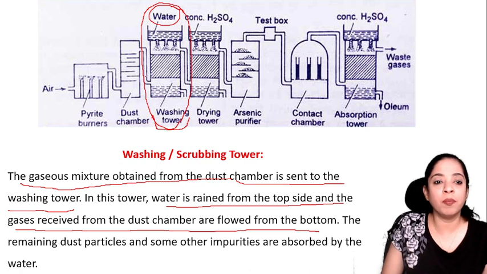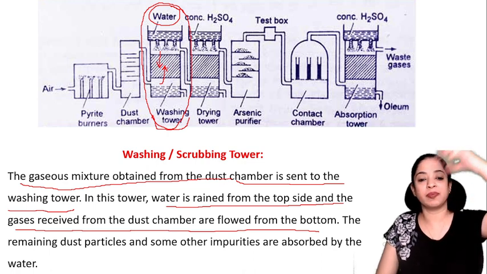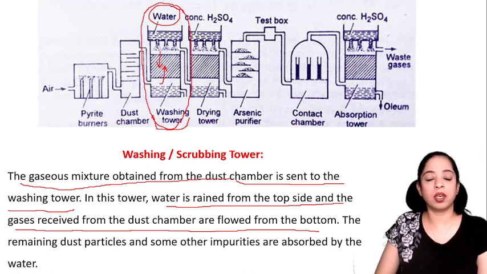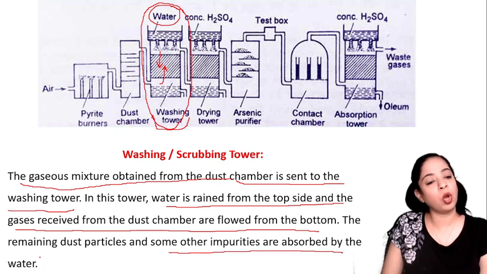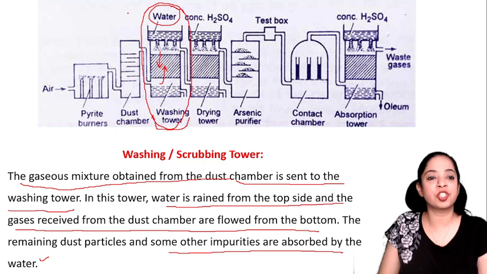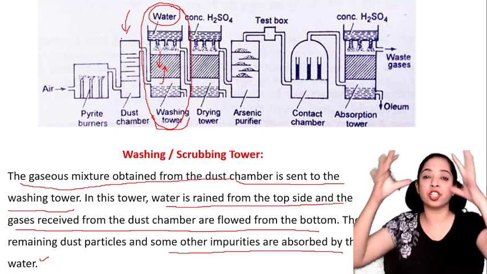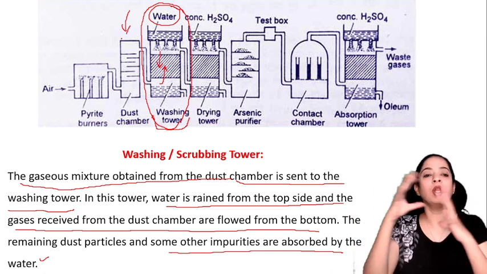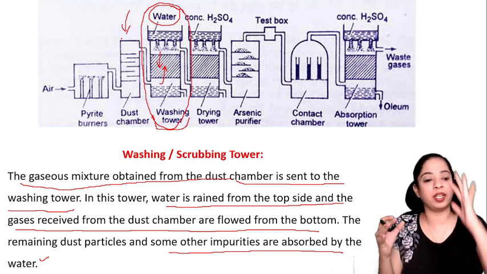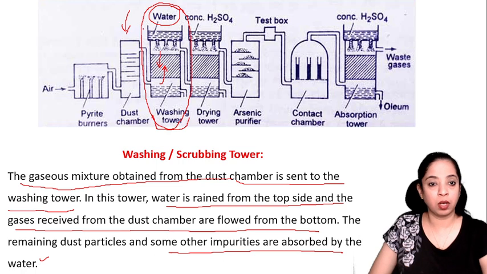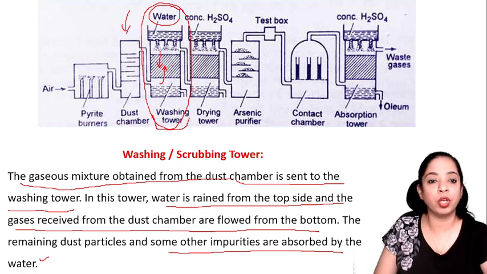From the bottom, the gases are coming up and water is coming down. The water is basically sprayed on it, so the remaining dust particles and some other impurities are absorbed by the water. Initially in the dust chamber, there was steam flowing down. In the next one, there is a jet of water flowing down. So all the other dust and impurities are absorbed by water. Once it is absorbed by water, the cleaned gas is passed on from here.